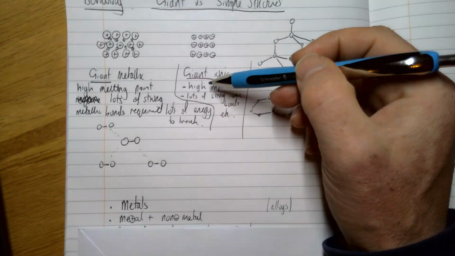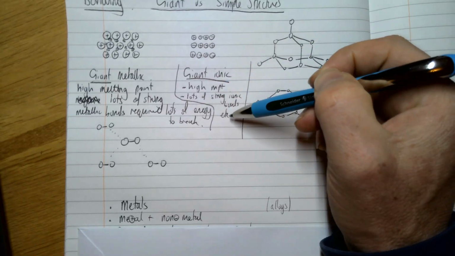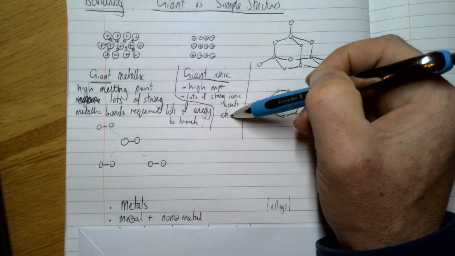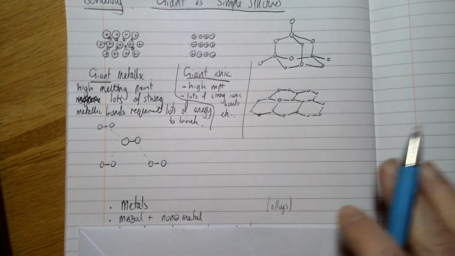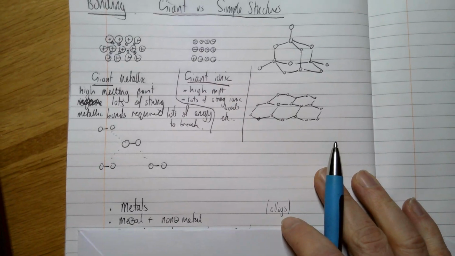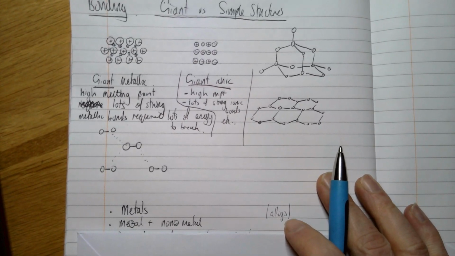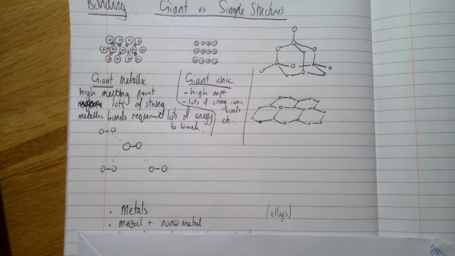So giant ionic, high melting point, lots of strong ionic bonds, and it says etc. there, require lots of energy to break. It's the same thing. When it comes to giant covalent, there are simply a number of structures you need to learn and memorise. And we'll go through each of those in turn in a separate video in detail.